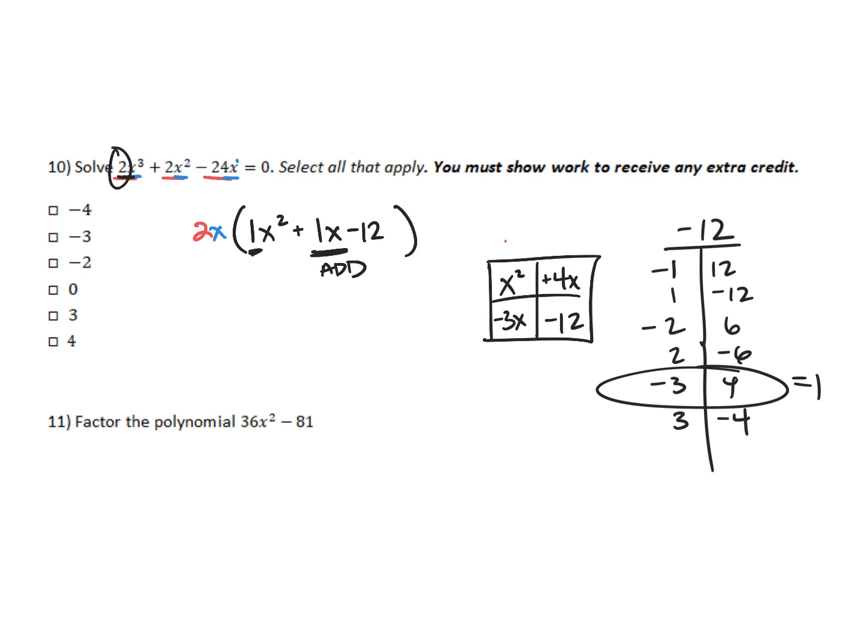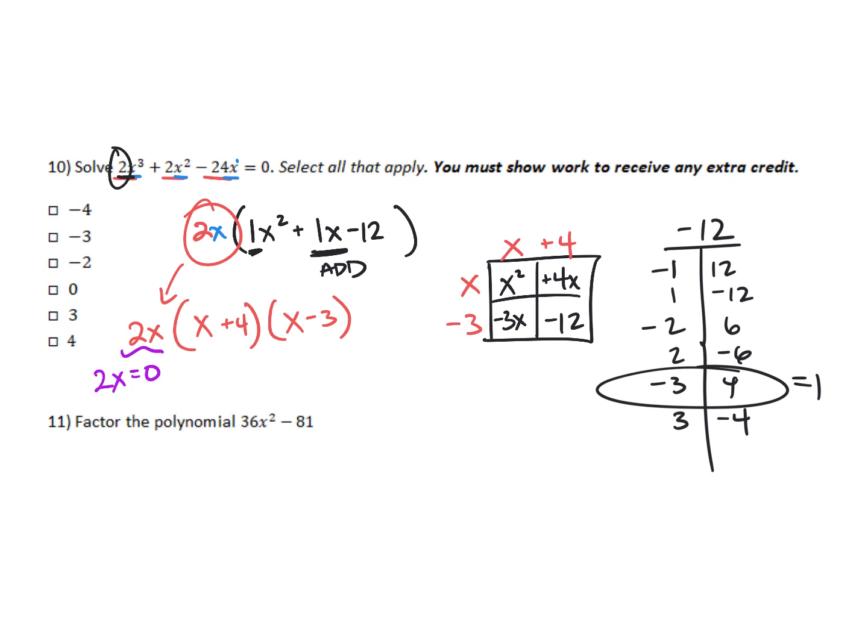All right. And then negative 3 here, positive 4 here. Man, I'm starting to do these fast. All right, so I did have this 2x hanging out on the outside. Now I know I have an x plus 4, and I have an x minus 3. Got it. And they want to know what the solutions are. Remember, to find the solutions, make each piece equal to 0.